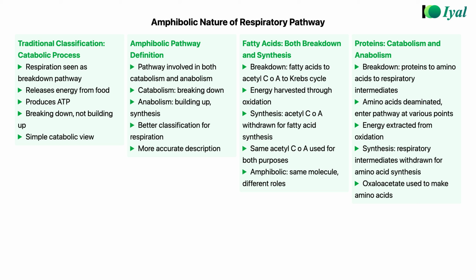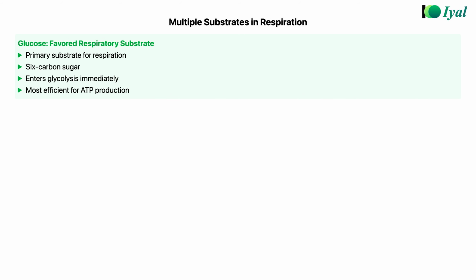Intermediates are diverted from oxidation towards synthesis. Amphibolic. Okay, so glucose is the favorite, the preferred substrate. It enters glycolysis right at the start. 6 carbons, perfect for the pathway. Most ATP extracted, but that does not mean it is the only substrate.